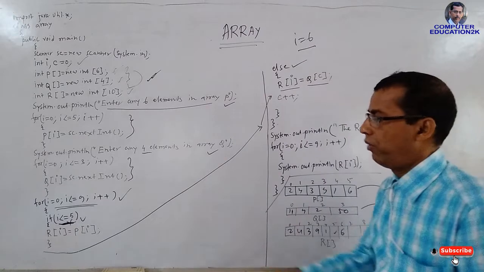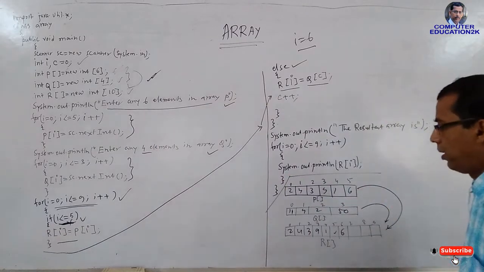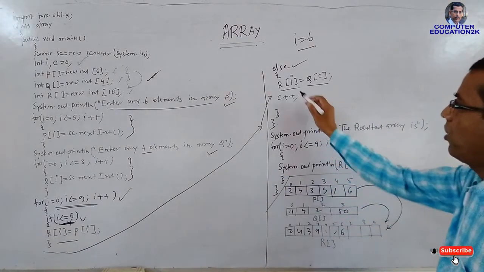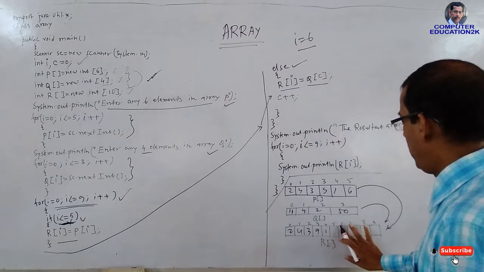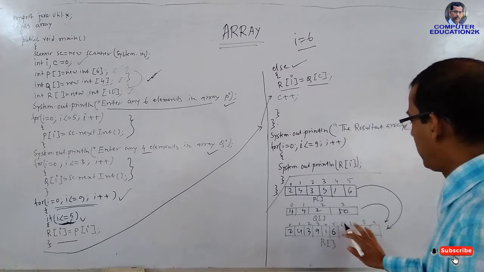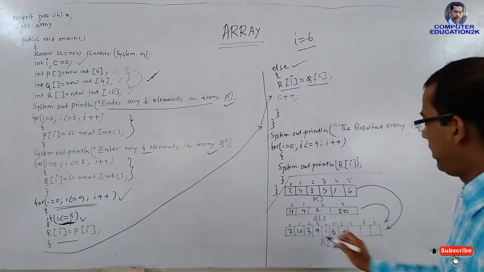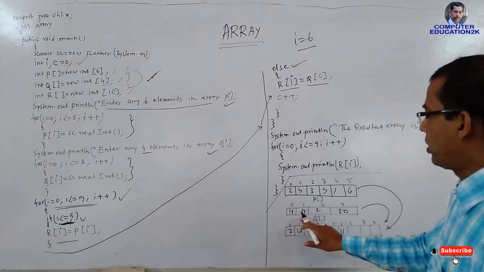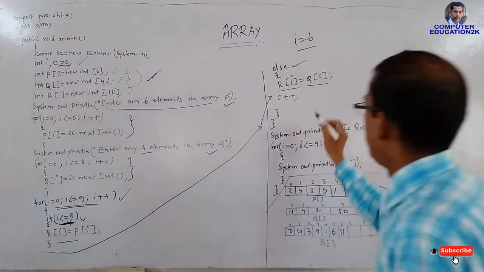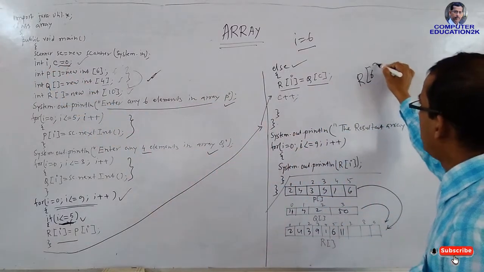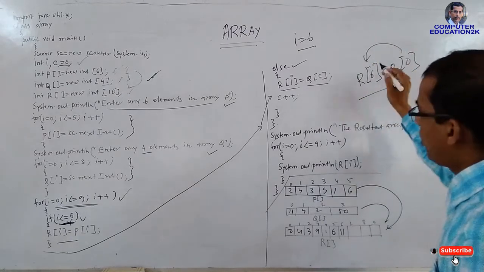Now I is 6, till 5 the values from P to R came. Now I is 6. So R of 6 means here. Here the first value of Q will come, that means 11 will come. Here I have given C equals to 0, you can see C equals to 0. It means R of 6 equals to Q of 0. It means Q of 0 goes to R of 6.